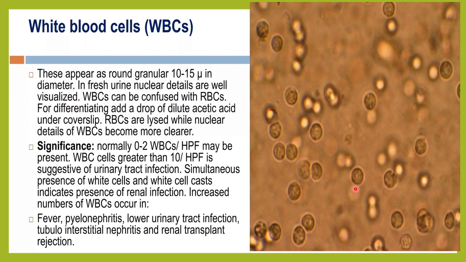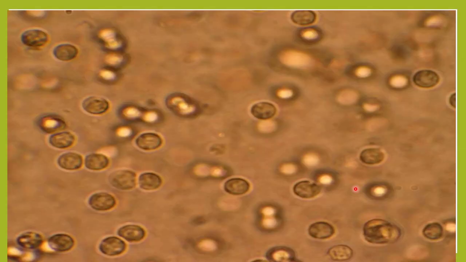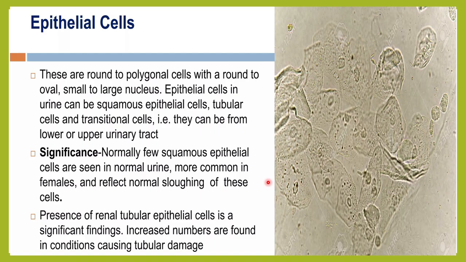We need to clinically correlate it with the other findings also, and if in the urine you see white cells and white cell casts, that all indicates that there could be an infection, for example pyelonephritis, lower urinary tract infection, tubulointerstitial nephritis, renal transplant rejection, etc. So these are the WBCs. You can see the granular nucleus of the WBCs.